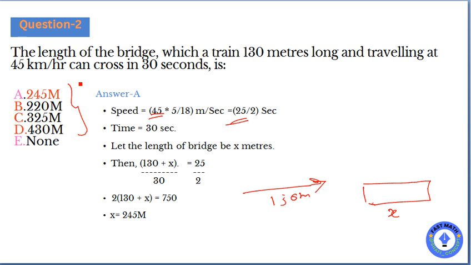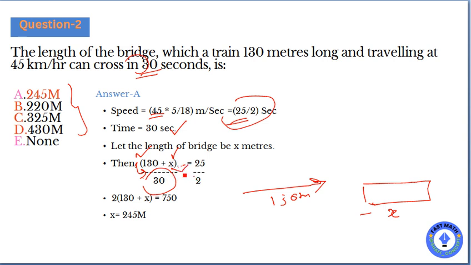The time required to cross the platform is 30 seconds. That means the train of 130 meters length is crossing a platform of x meters. The total distance to be traveled by the train is 130 plus x, and 30 is the time duration. Distance by time gives the speed, and we have already arrived at the speed as 25 by 2. So (130 plus x) by 30 is equal to 25 by 2.